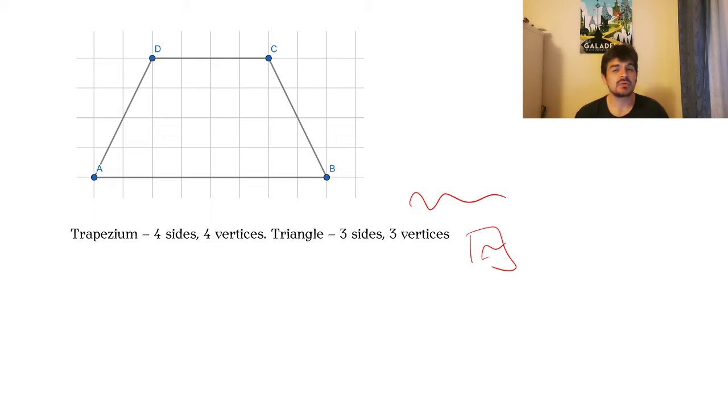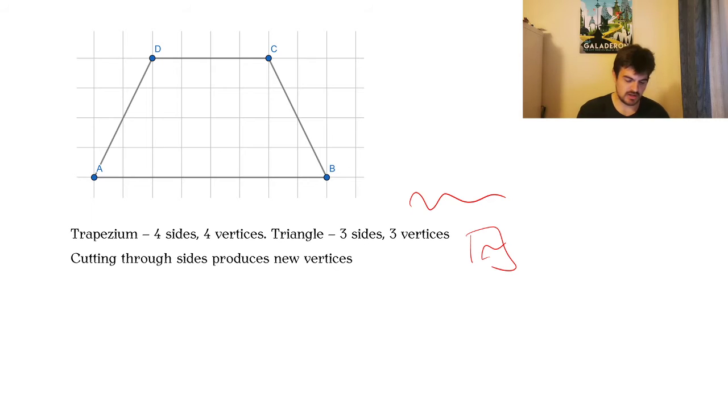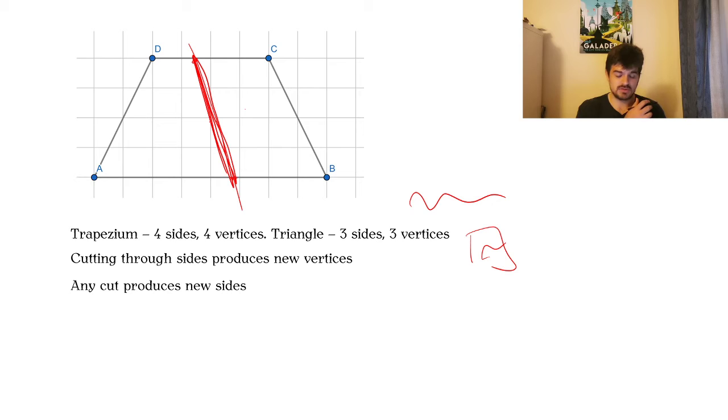For vertices, that is the only thing that can happen. For sides, cutting through sides produces new vertices. So for example, if you cut like this, then we are going to have two vertices produced, and now we have six vertices, and putting them together again is going to be quite difficult. Any cut will produce new sides: we produce a new side on this part and a new side on that part, so we have more sides, and we want to have fewer sides, right?